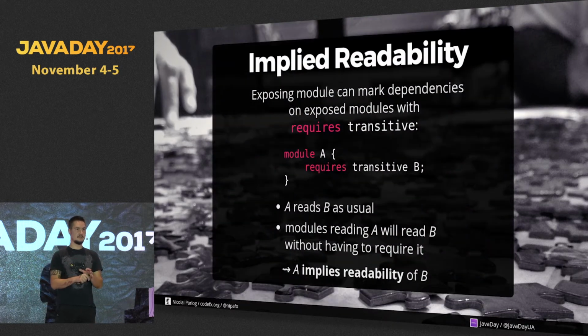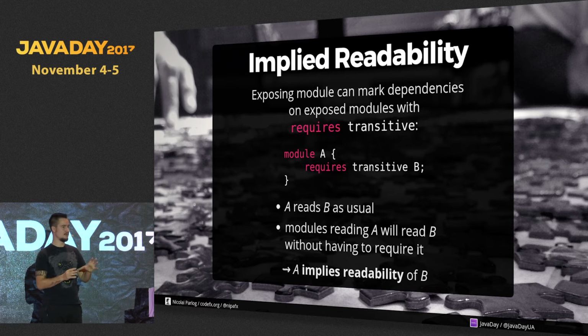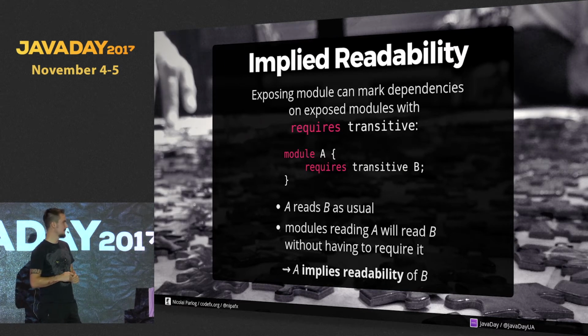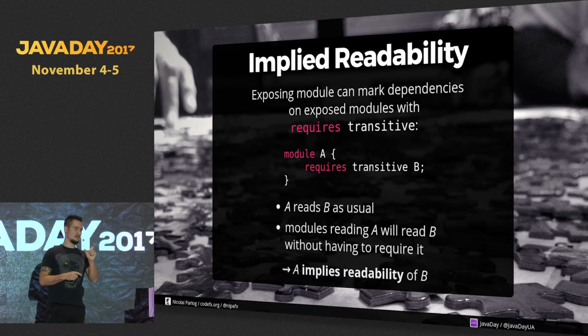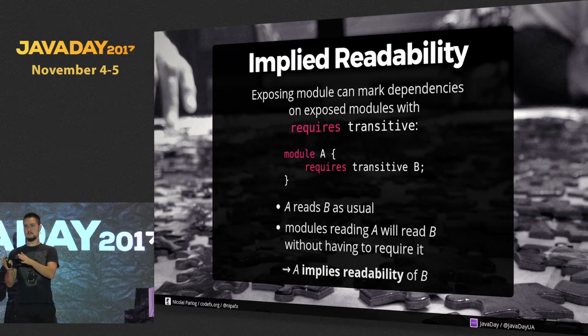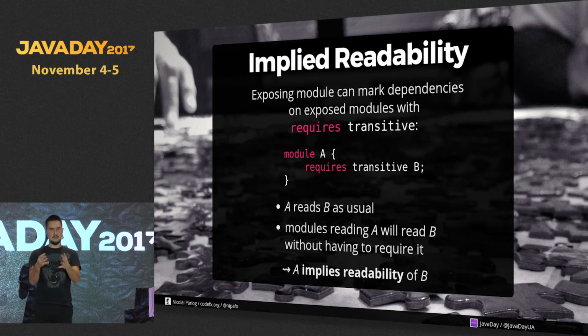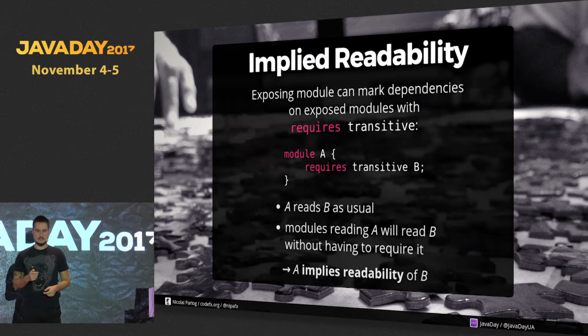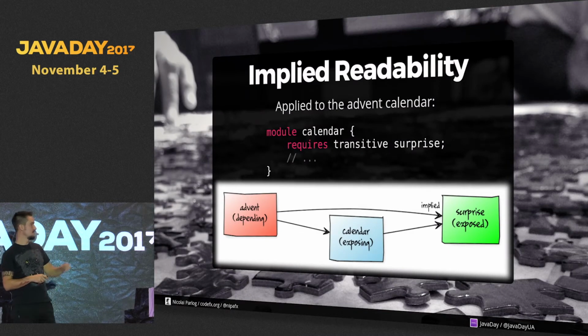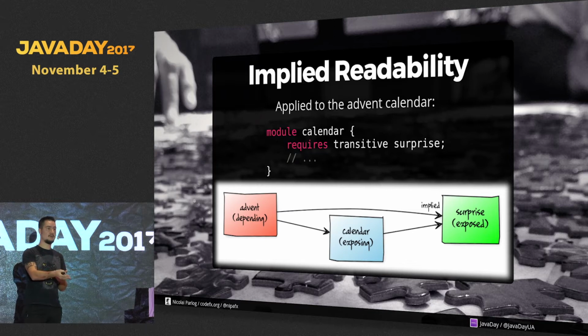And this is where implied readability comes in. We had talked about readability, and I'll show you in a minute why it's implied readability here. What happens here is that if a module A requires transitive B, it uses the keyword transitive in there, then the relationship between A and B doesn't change. A reads B just as usual. But any other module that reads A also reads B. That means A implies readability of B. Reading A implies reading B. That's what's called implied readability. So in the simple example we just looked at, that's pretty straightforward. Calendar will now require transitive surprise, which means Advent, which requires calendar, will also read surprise without requiring it.